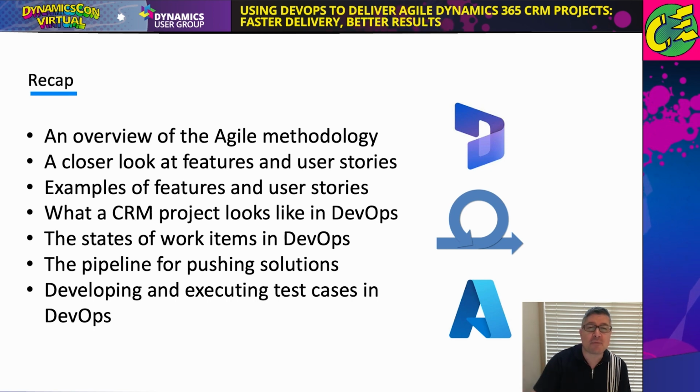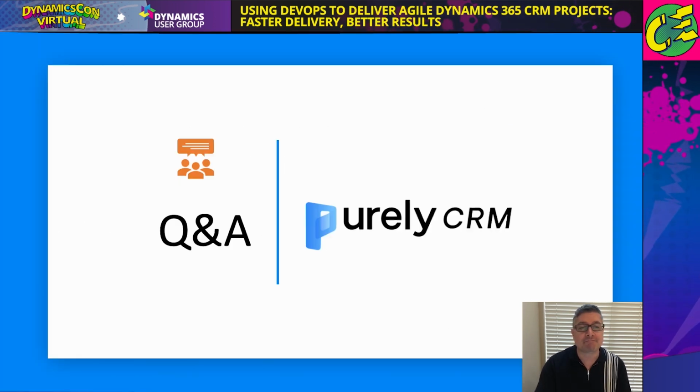So I ran through the Agile methodology quickly. We took a look at features and user stories. Very important to know the difference between the two. We took a look at what a CRM project looks like in Azure DevOps. We took a look at the states of work items. For example, why you don't need a task to do testing, because it's based on the state of the user story. We looked at how we use pipelines to move our solutions between environments. And we looked at how we can create and execute test cases against user stories. So I now just want to leave it open to some Q&A.